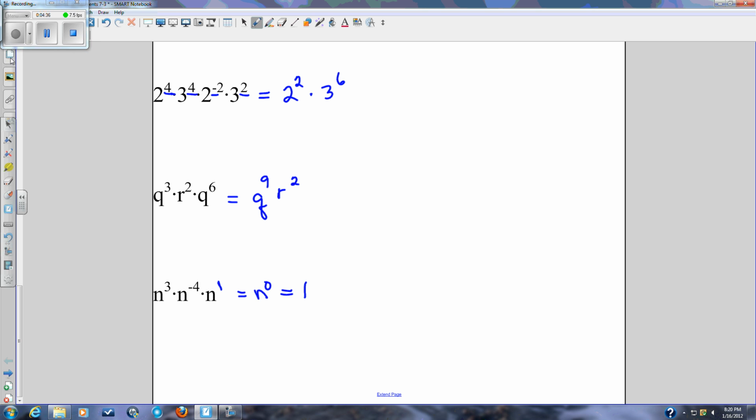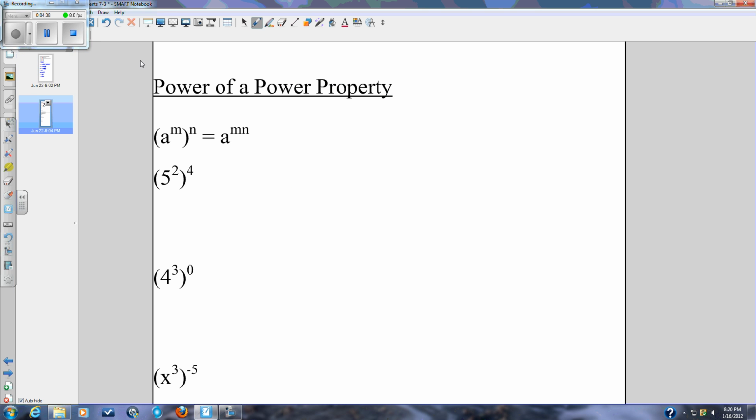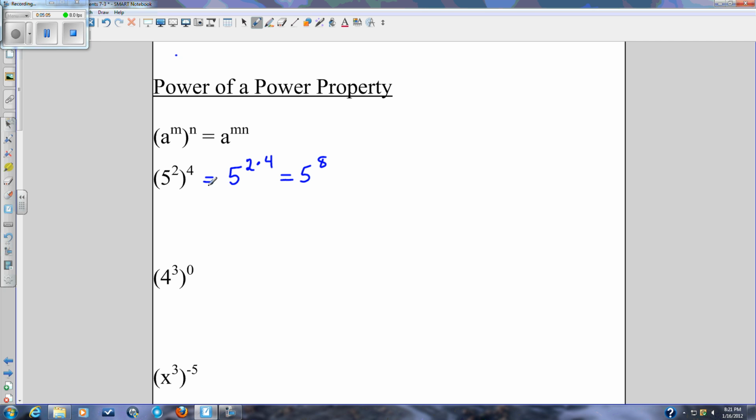Now let's move on. We're going to go on to our next page. We're going to talk about the power of a power property. So if you have something like a to the m and you raise it to the nth power, in other words, if there are parentheses between the m and the n, you multiply those exponents together. So it's a to the m times n. So 5 to the 2nd raised to the 4th power. That's 5 to the 2 times 4, or in other words, 5 to the 8th.